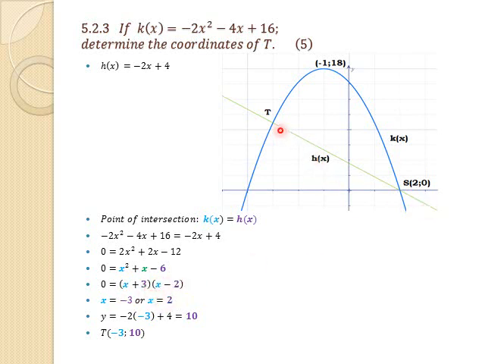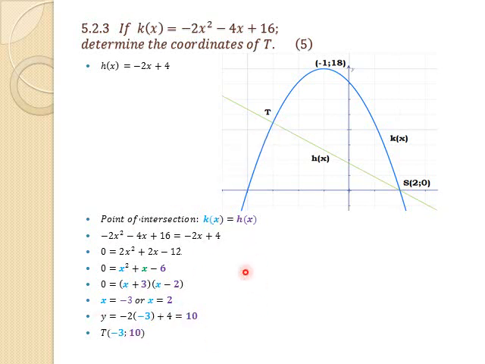Right, so if you look there, T is on the negative side. So for T, we're working with x equals negative 3. So I substitute back into this equation: minus 2 times negative 3 plus 4. Negative 2 times negative 3 gives me positive 6. 6 plus 4 then gives me 10. So the coordinates of T are negative 3 and 10.